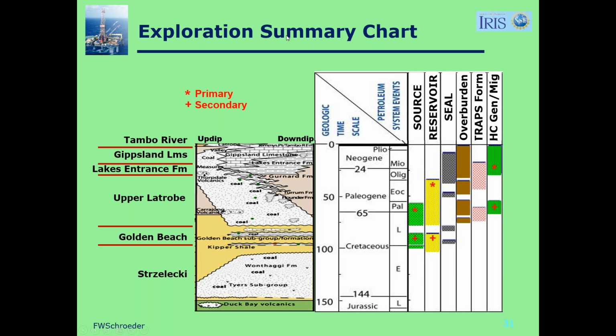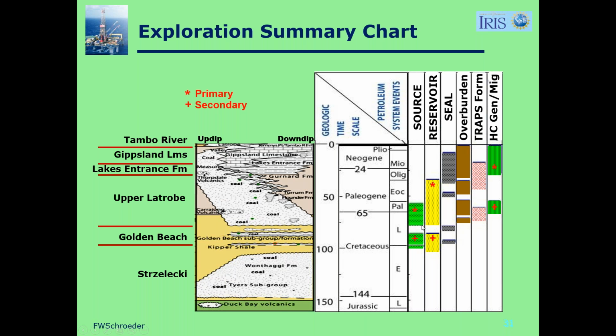There's another way that people often use to display what was on the preceding diagram. I call it an exploration summary chart. Here's our stratigraphic chart, up dip to down dip. Here are our main formations. The upper Latrobe and the Lakes Entrance are the ones that we're most interested in. Here's the geological time scale. And then I have several columns: source rock, reservoir, seal, overburden, traps, and hydrocarbon generation and migration.